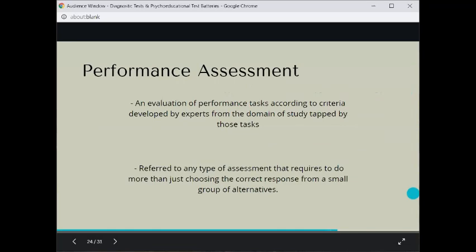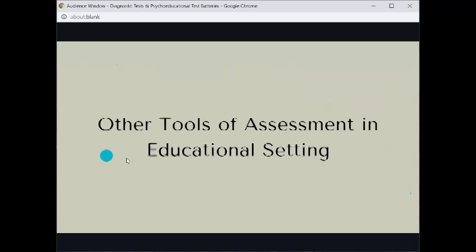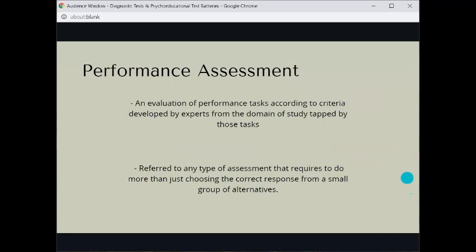Other tools of assessment in educational setting. Performance assessment. It is referred to any type of assessment that requires you to do more than just choosing the correct response from a small group of alternatives. Example yan is yung mga tests, yung mga standardized tests or yung finals exam. An evaluation of performance tasks is according to criteria developed by experts from the domain of study tapped by those tasks.